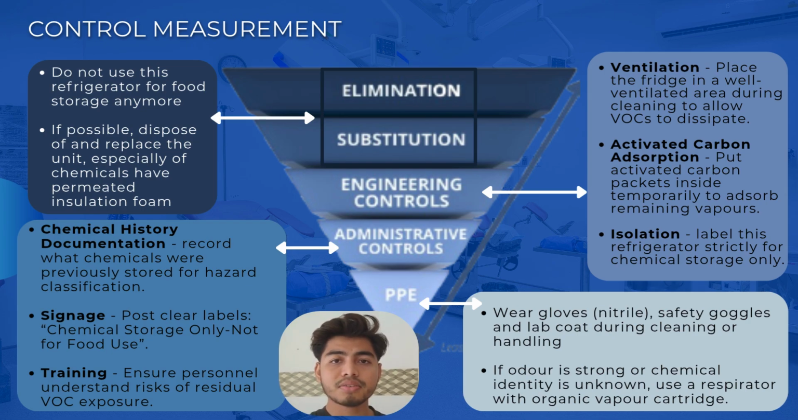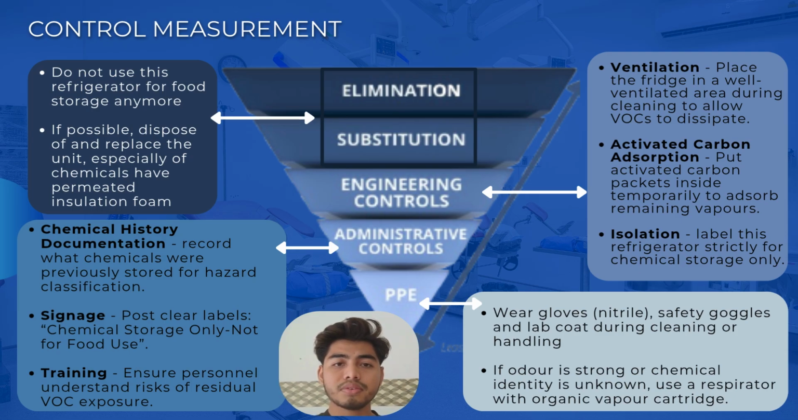Next, engineering controls. The refrigerator should be cleaned and placed in a well-ventilated area to allow VOCs to dissipate. Activated carbon packets can also be placed inside to help absorb remaining vapors. The fridge should be isolated and labeled strictly for chemical storage only.